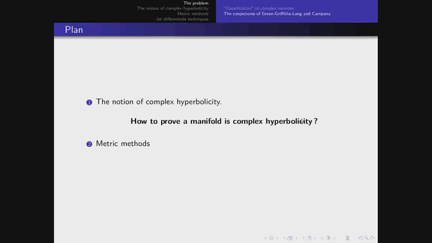And so I will give you metric methods, and also I will explain, maybe in some details, some jet differential techniques that were very useful in the last year to prove strong complex hyperbolicity results about, for example, hypersurfaces in PN, complete intersections, and many other cases.